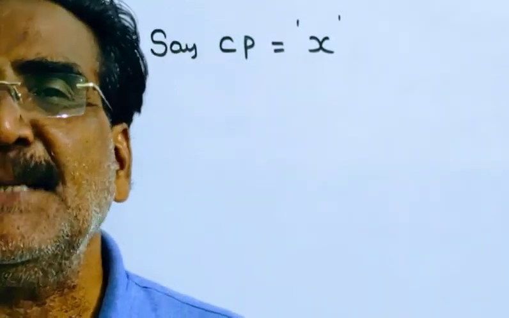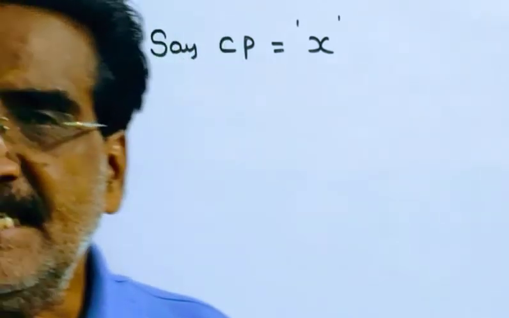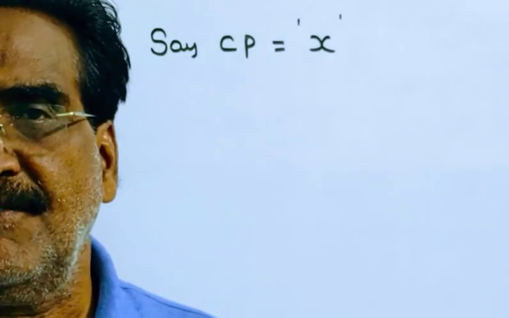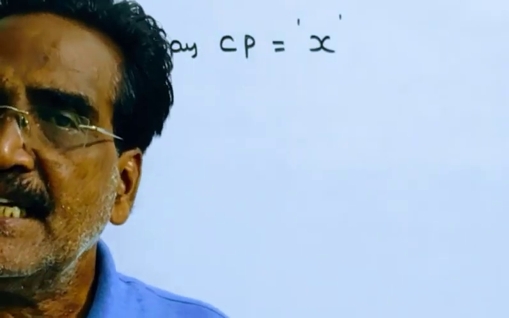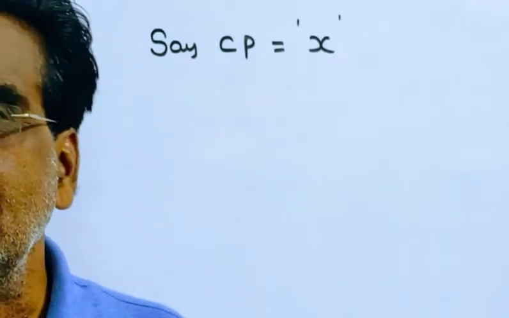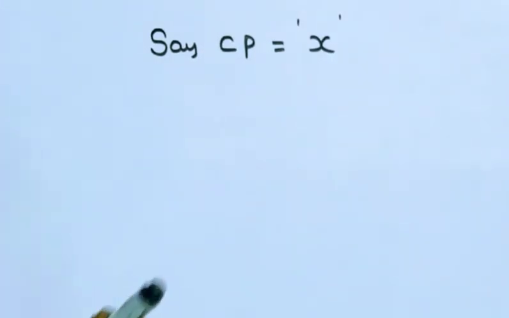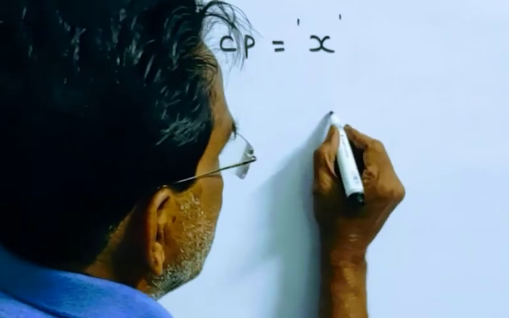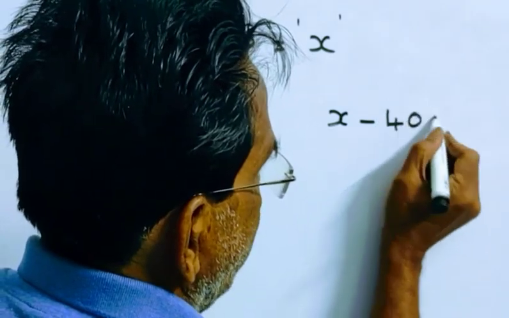This is the 19th problem in day 4, friends. Say the cost price of the watch is X rupees. If he sells the watch for 4,000 rupees, then the loss incurred, friends, loss is equal to cost price minus selling price. So, loss is equal to X minus 4,000.